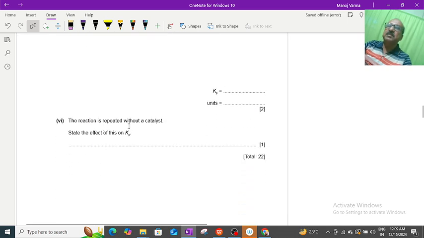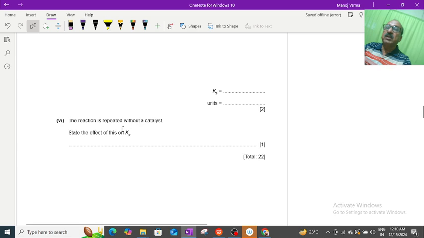Now the last part of this question is that the reaction is repeated without a catalyst. So what is the effect of this on the Kp? And this is where many students go wrong. A catalyst does not change the value of Kp.